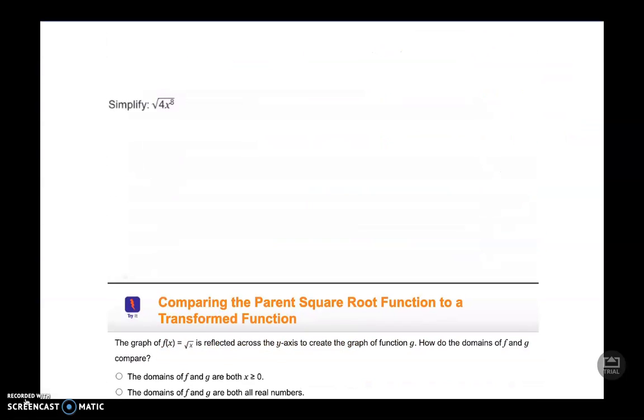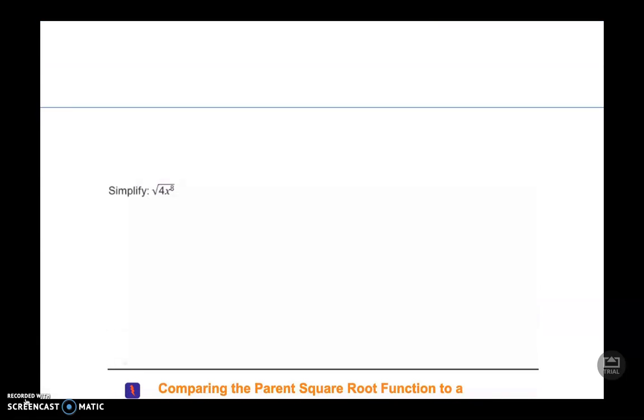Okay, let's look at one with a variable and a constant. We've got the square root of 4x to the 8th. We're going to do the same thing: we're going to factor. 4 is 2 times 2, and then x to the 8th is x, x, x, x, x, x, x, x. Is that 8? 1, 2, 3, 4, 5, 6, 7, 8. Okay, now to simplify this, we're going to do our same process. For every pair, 1 comes out. So we have a 2, and I have 1, 2, 3, 4 pairs of x's, so that would be x to the 4th.